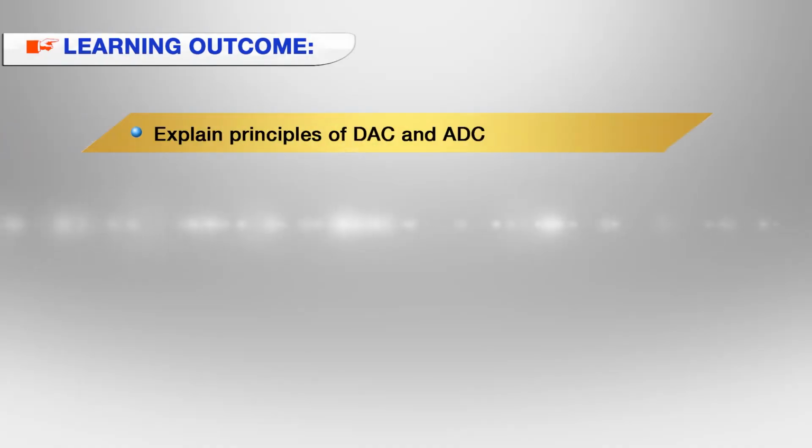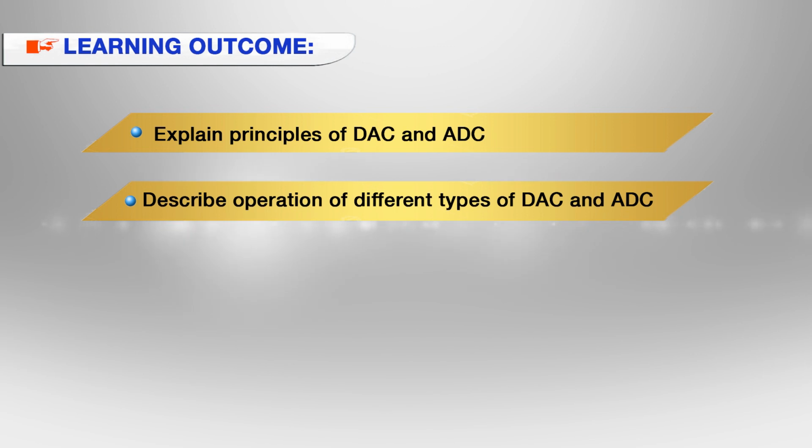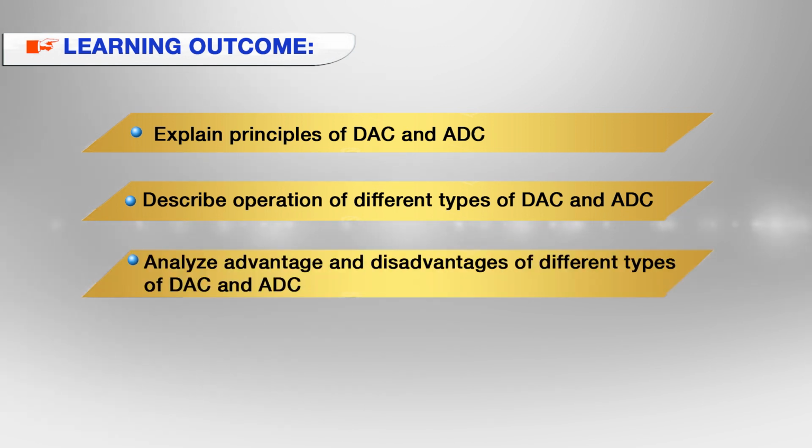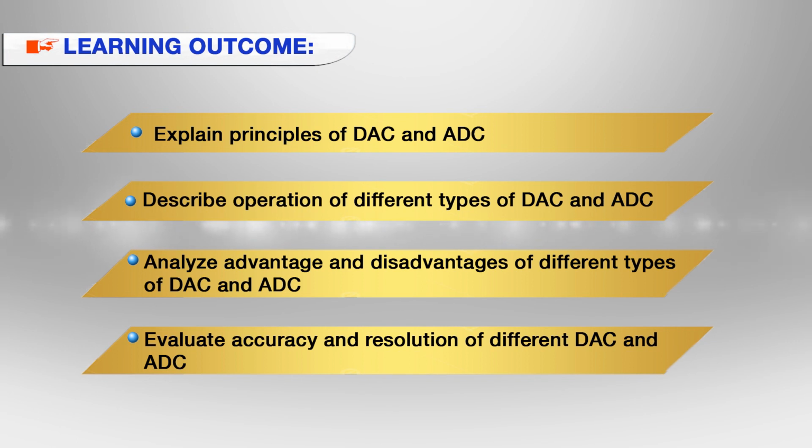So, before we start, let us have an idea about the learning outcomes of week 11. At the end of this week, the learner will be able to explain the principle of DAC and ADC, describe the operation of different types of DAC and ADC, analyze advantages and disadvantages of different types of DAC and ADC, and evaluate accuracy and resolution of different types of DAC and ADC.